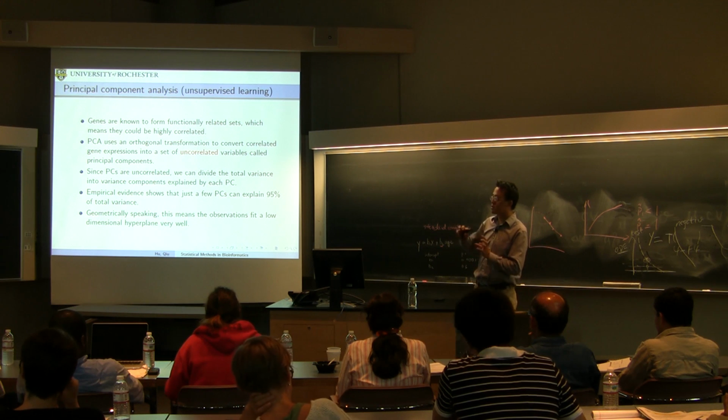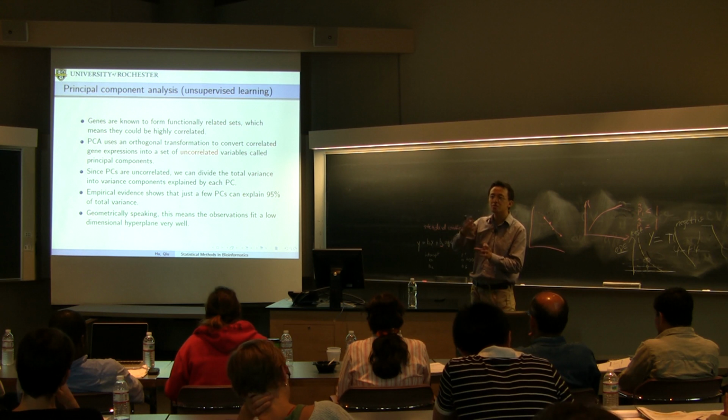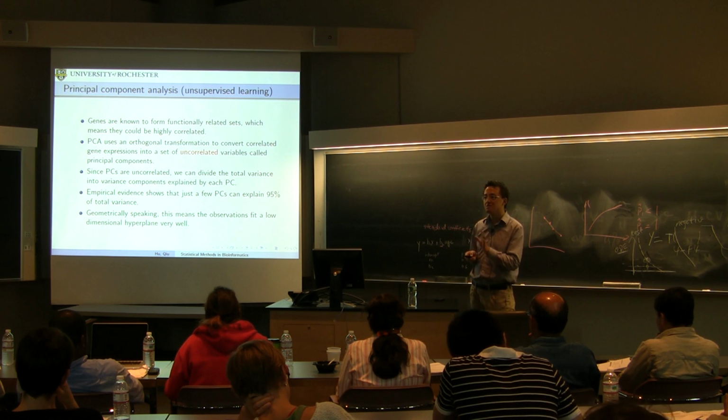So the point is, genes are correlated to each other. So some genes, maybe they are just duplicates, or some linear combination of others. So they're not that useful.